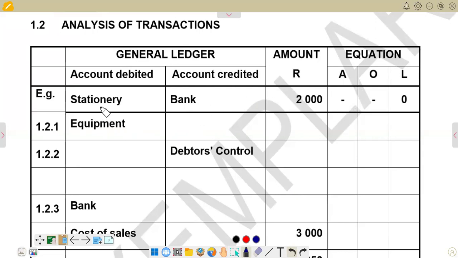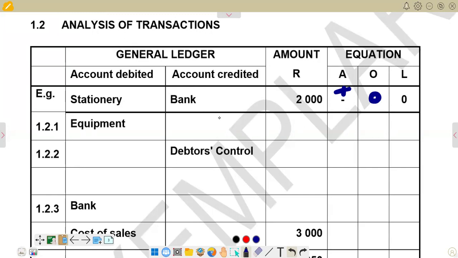And when you debit the stationery, it becomes an asset again. So when you are debiting an asset, it is supposed to be a positive. So you put a negative and a positive here, which means on owner's equity we don't have any effect to notice there. So we're just going to put a 0. This is the example that we have.